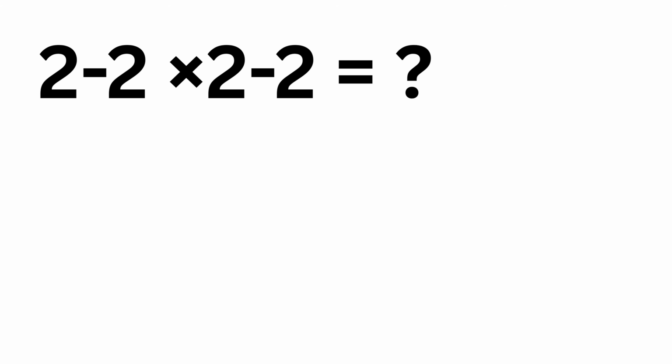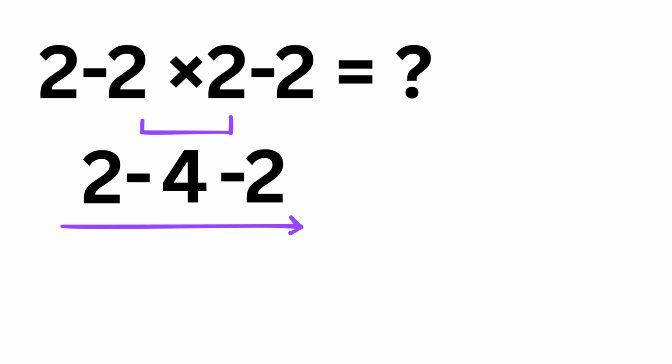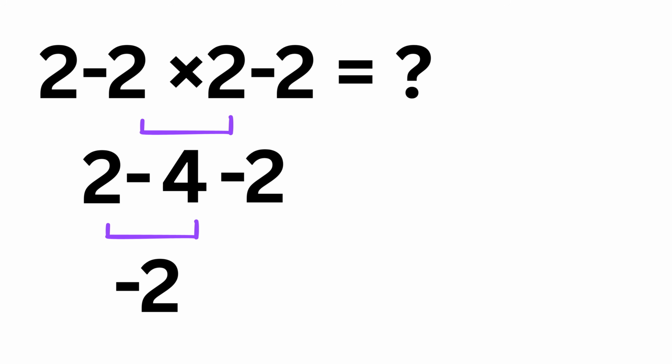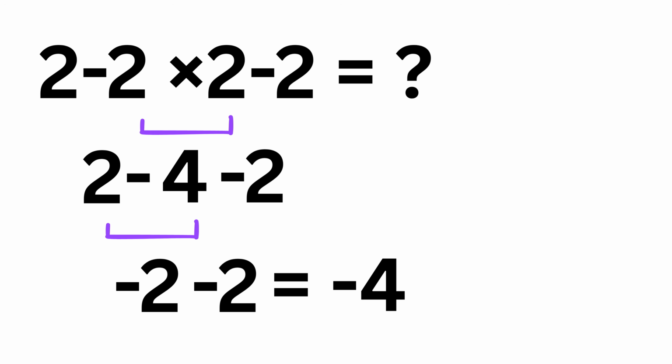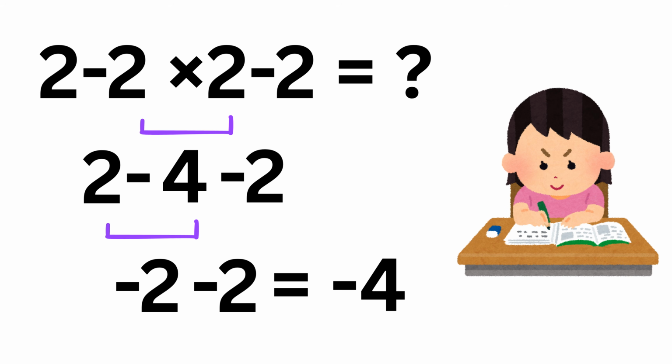So here, we first do multiplication and then subtraction. 2 times 2 gives us 4. So we have 2 minus 4 minus 2. Here we work from left to right. 2 minus 4 gives us minus 2, and minus 2 minus 2 gives us minus 4. And this is our final answer to this problem. The correct answer is minus 4.